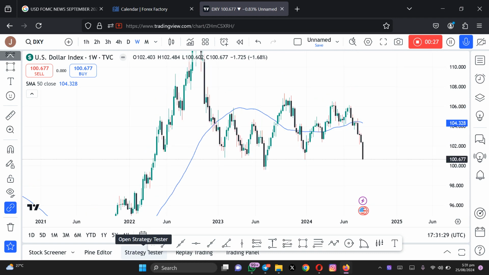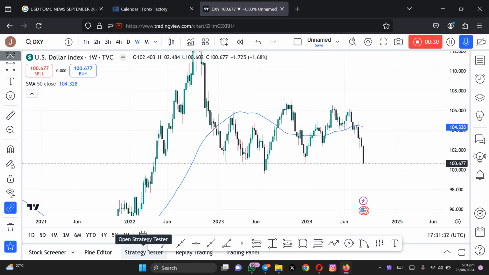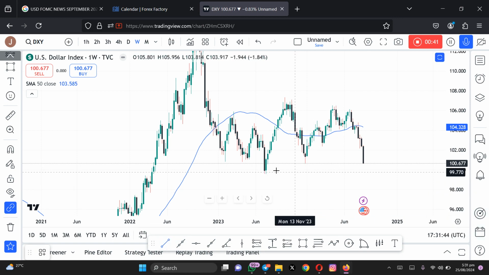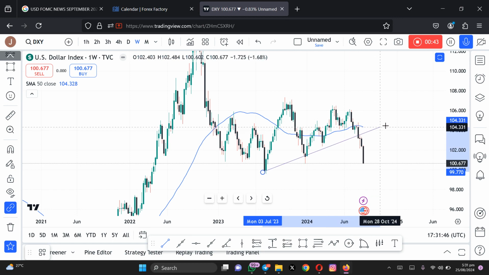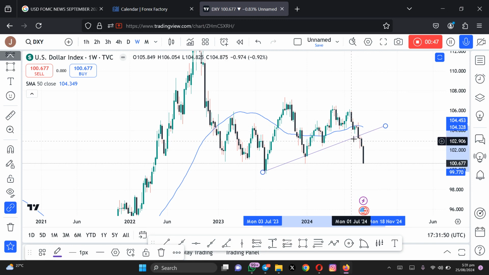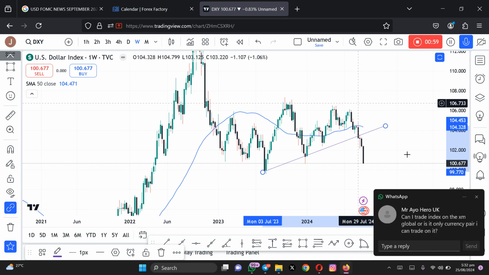When we look at DXY from the weekly perspective, we are bearish. And what makes us bearish? Let's draw our trend line to see the actual direction of this pair. We are seeing the market breaking out from this whole zone, and now the market closed with a strong bearish Marubozu on the weekly time frame. That is telling us that there are more sells coming.